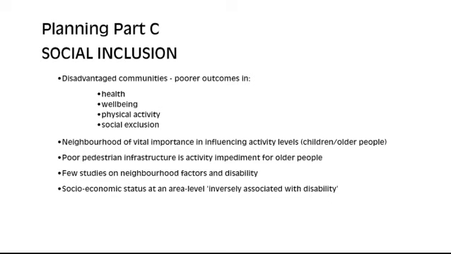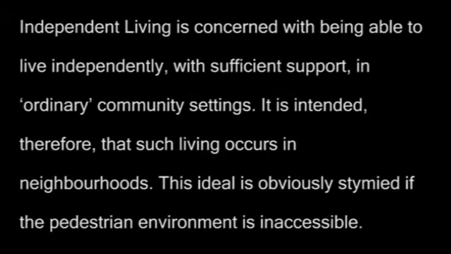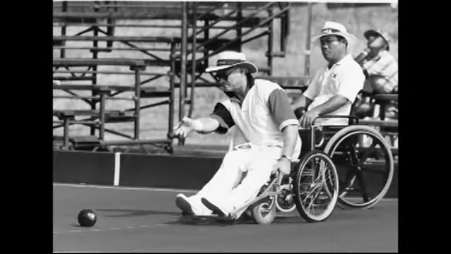Nonetheless, there appears to be sufficient evidence that socio-economic status at an area level, neighbourhood scale for example, is inversely associated with disability. Independent living is concerned with being able to live independently with sufficient support in ordinary community settings. It is intended, therefore, that such living occurs in neighbourhoods. This ideal is obviously stymied if the pedestrian environment is inaccessible.